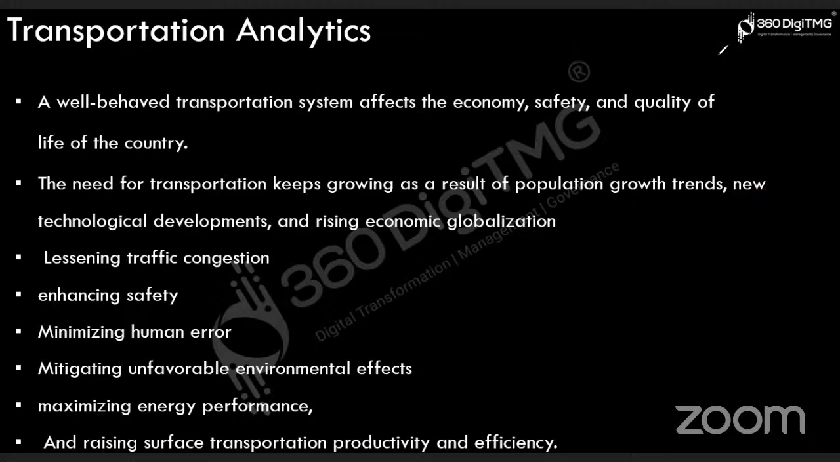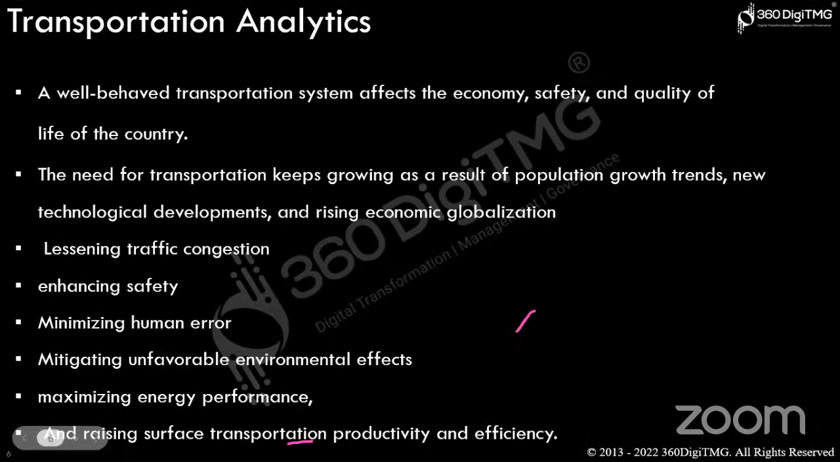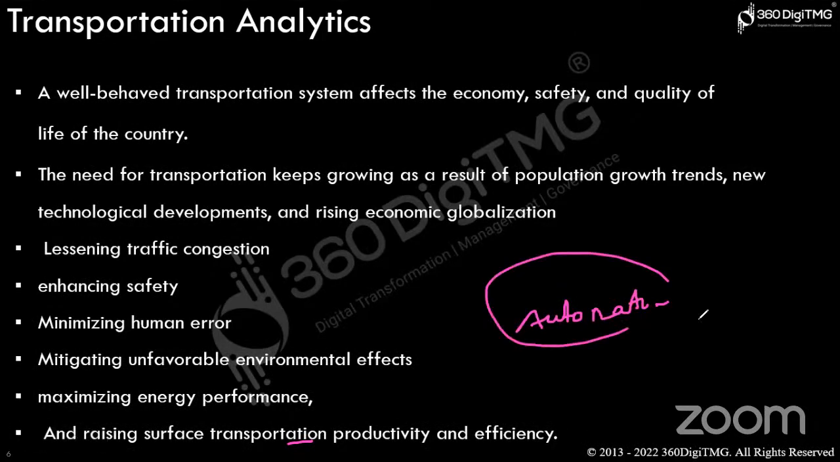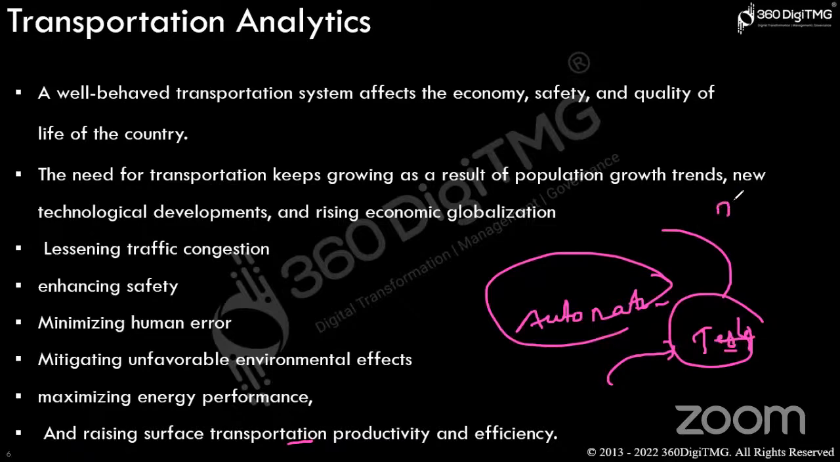And raising surface transportation productivity and efficiency. Whatever accidents we are having when it comes to surface transportation, we can avoid by maybe using automated machines. Whenever you talk about automatic machines, the one thing that comes to mind is Tesla, completely automated. Most of the accidents happen because of what? The road. If the road is not good, it will happen.